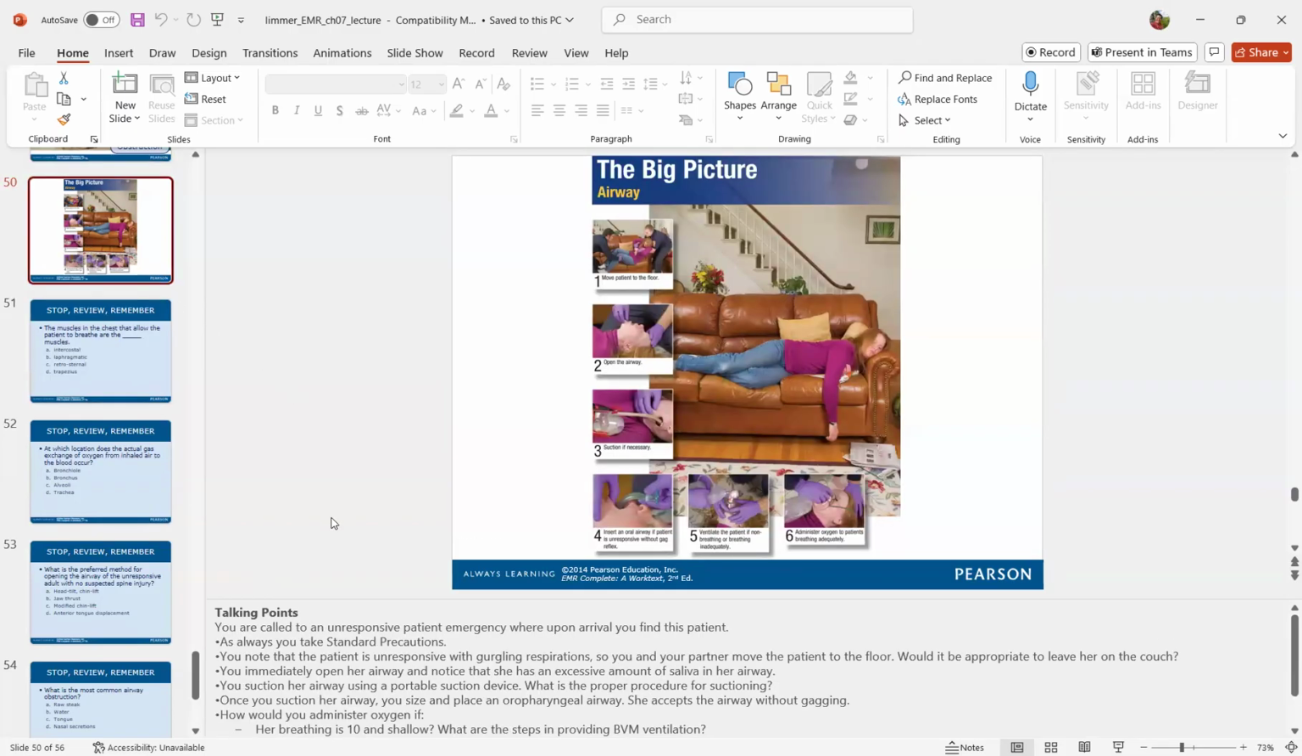So the big picture here, standard precautions. So the patient's moved to the floor. We're going to open the airway. We're going to see if they need to be suctioned. We're going to insert an airway to maintain an open airway. And then we're going to ventilate if needed and administer oxygen if needed.